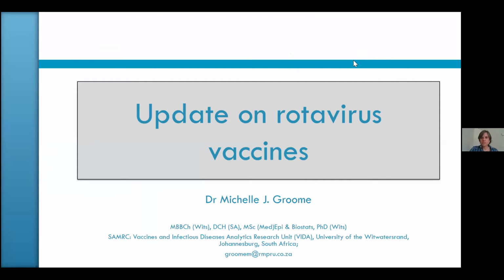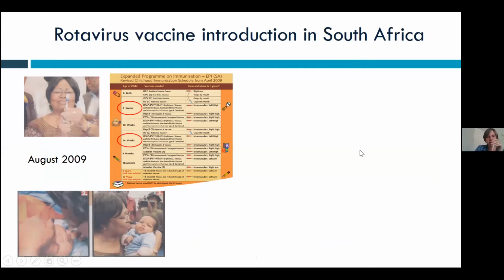So more than just giving an update on the trial, I'd rather give a little bit of an update on the work that we have been doing and that we've recently published on rotavirus vaccines. As you would know, we introduced the oral rotavirus vaccine in August 2009. So it's actually been over 10 years that we've been using the oral rotavirus vaccine, introduced at a 6 and 14 week schedule, and that's currently what we're still using.